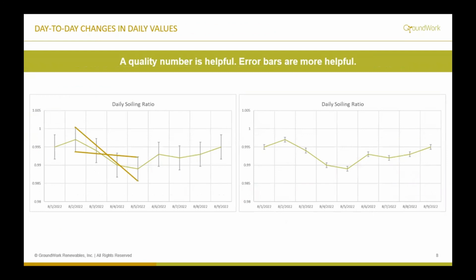If you can do significant data filtering and get the error down in your measurements, you can have a lot more confidence in what those slopes are. And again, those slopes are indicative of the soiling rate.